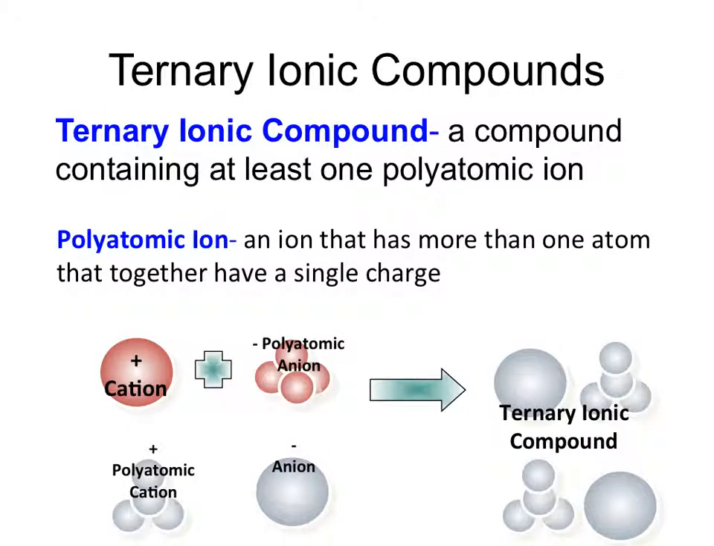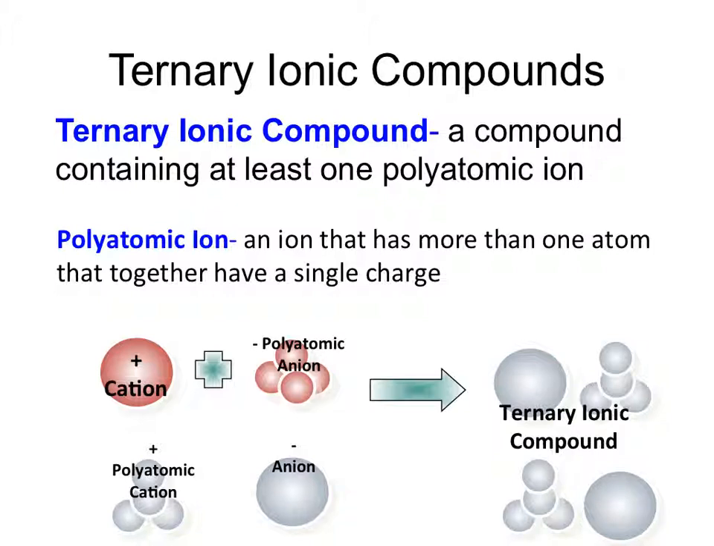Ternary ionic compounds are compounds that contain at least one polyatomic ion. A polyatomic ion is an ion that has more than one atom covalently bonded together with a single charge. Polyatomic ions are mostly anions, and they will be found in the latter half of an ionic compound most of the time, as seen in the first drawing.